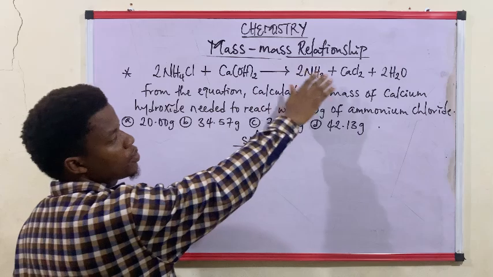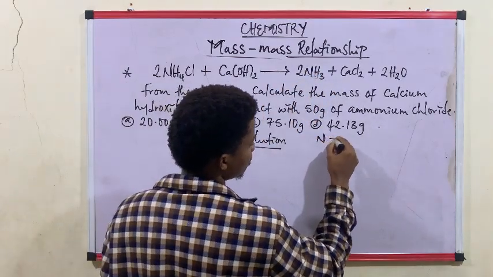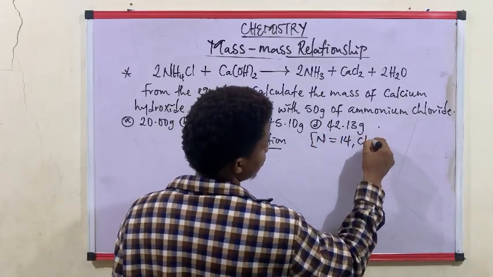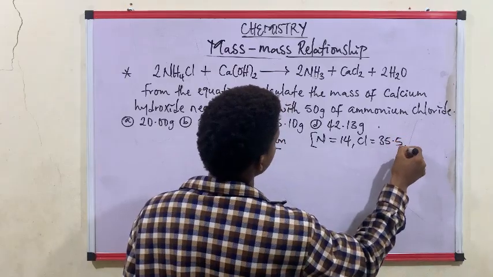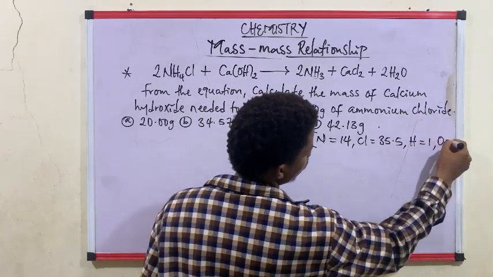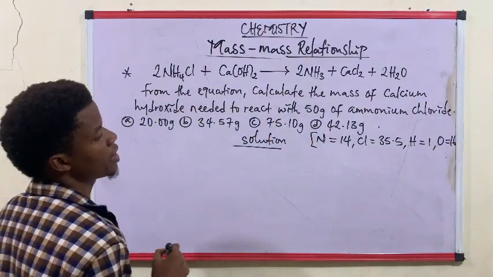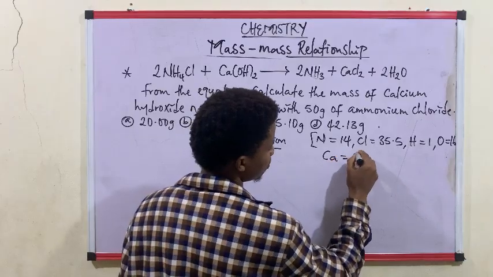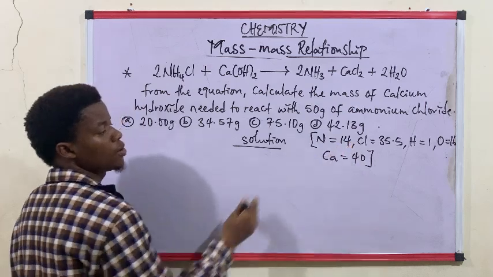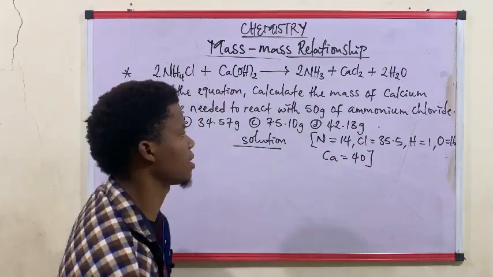So the equation is already given to us and it is balanced. So what we need to know now is that nitrogen N is 14, Cl remains 35.5, H is equal to 1, O equals 16, and is there any other one given that we have not touched? Then Ca, calcium, Ca equals 40. All of these parameters you will be given in an examination.